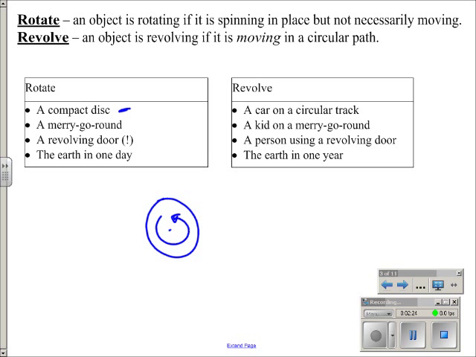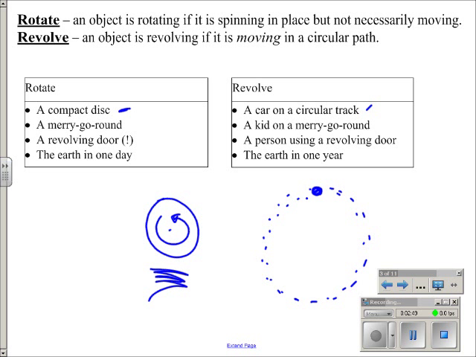In order for an object to revolve, it's got to physically move in a circular path. So if you imagine an object, maybe this is a car on a racetrack, that car is going to physically travel in a circular path. All right. So that's what it means to revolve. So if it rotates, it's just spinning in one spot. If it's revolving, it's going to physically move, so that its location at one instant is different from its location at another instant.